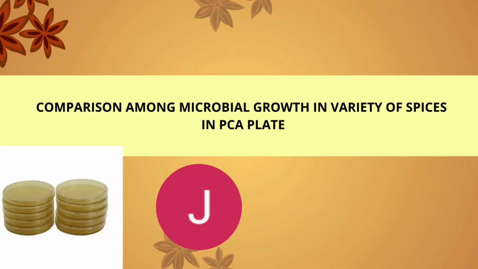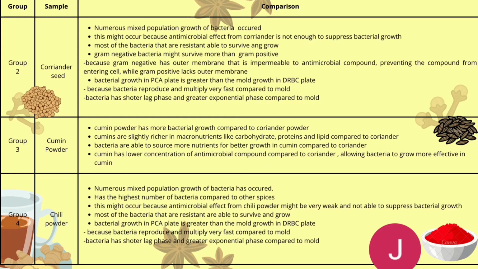Now I will compare the results among the microbial growth in a variety of spices in the PCA plate. The bacterial growth in the coriander seed in the PCA plate is greater than the mold growth in the DRBC plate, because bacteria can reproduce and multiply very fast compared to mold, as bacteria have a shorter lag phase and greater exponential phase compared to mold.